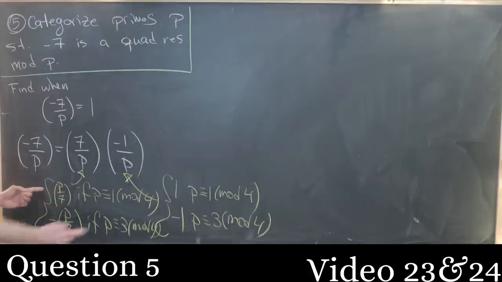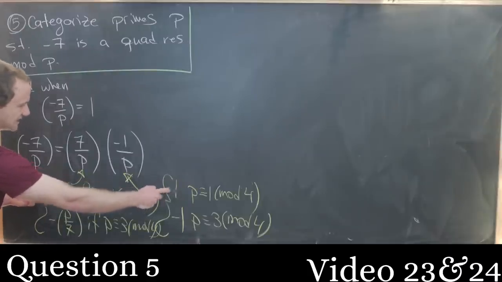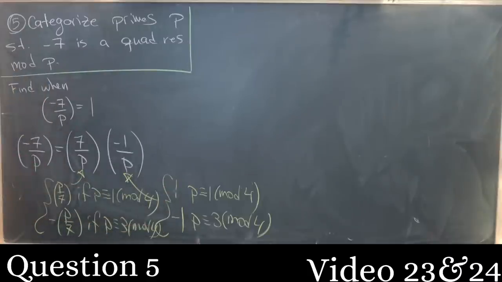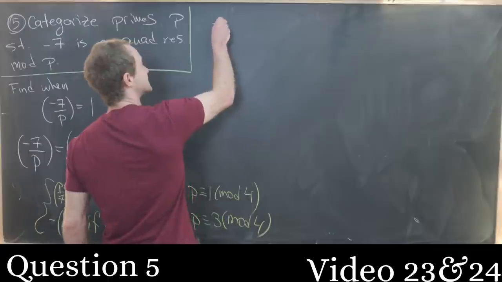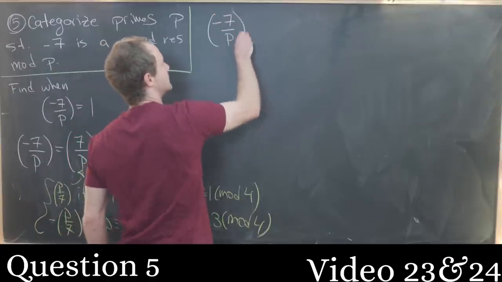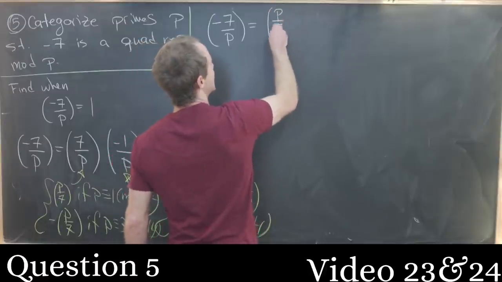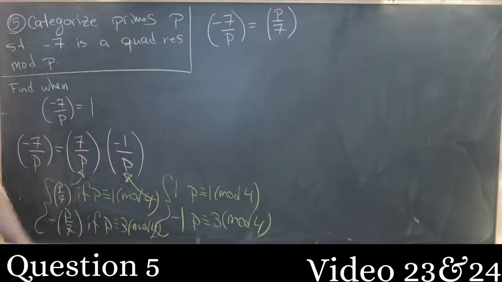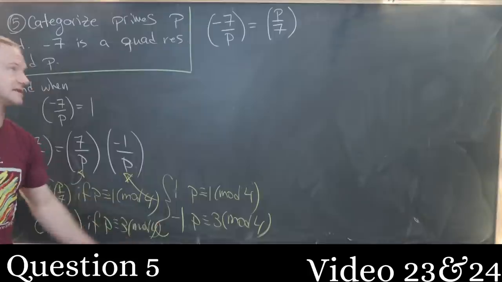But now look at this. If p is 1 mod 4, you get a positive sign from both of these. If p is 3 mod 4, you get a minus sign from both of these. But minus 1 times minus 1 is positive 1. That means that you can turn this minus 7 over p into p over 7 regardless. Because in this case, you just get 1 times 1. In this case, you get minus 1 times minus 1. It cancels either way. So the summary of that step is that minus 7 over p is equal to p over 7, regardless of what the prime is. You just get lucky, right? Right here, the minus signs cancel.